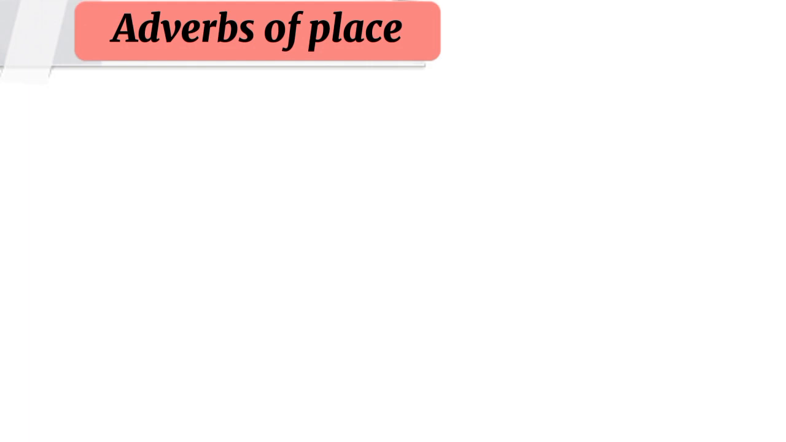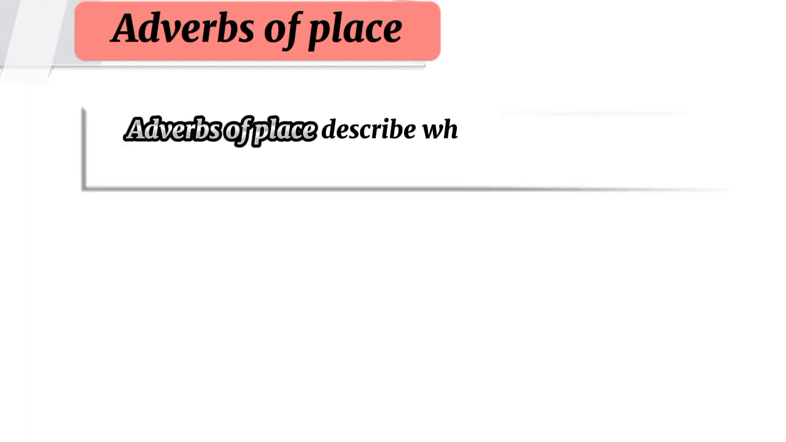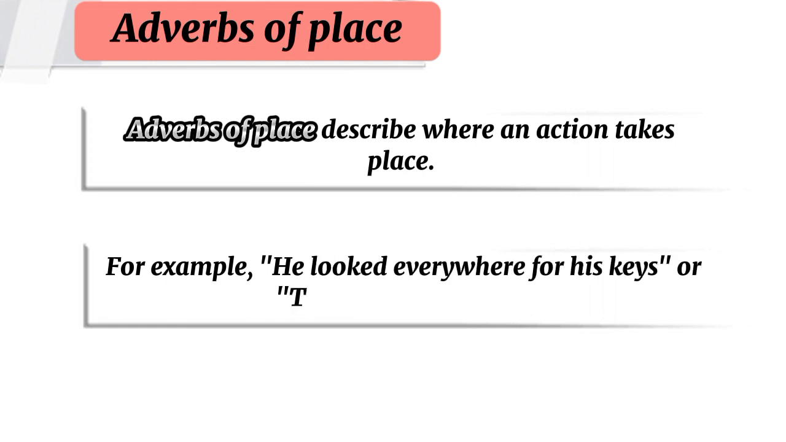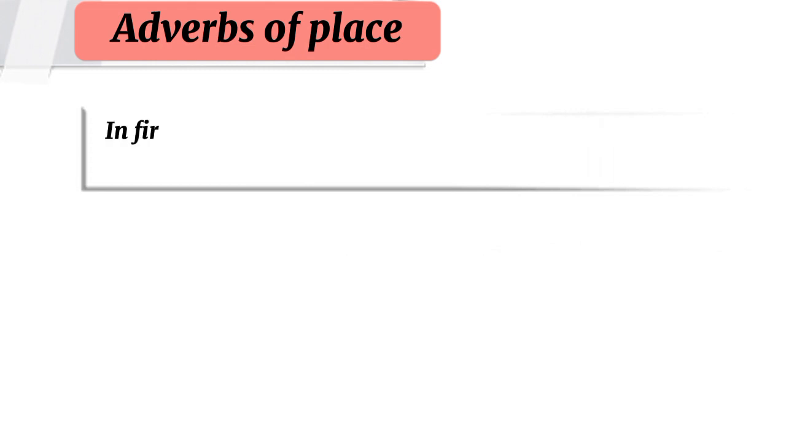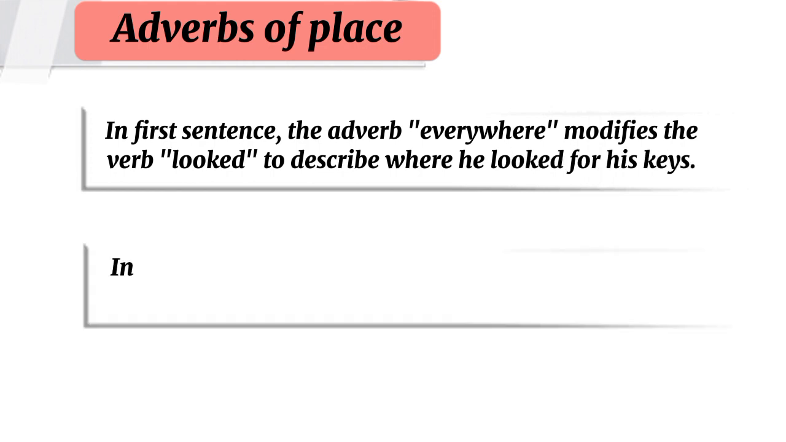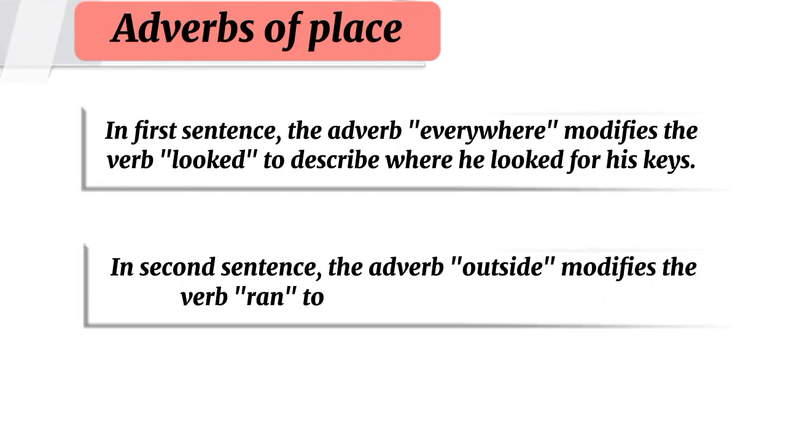Adverbs of place. Adverbs of place describe where an action takes place. For example, "He looked everywhere for his keys" or "The dog ran outside." In the first sentence, the adverb "everywhere" modifies the verb "looked" to describe where he looked for his keys. And in the second sentence, the adverb "outside" modifies the verb "ran" to describe where the dog ran.